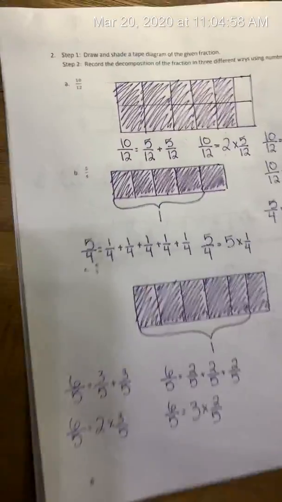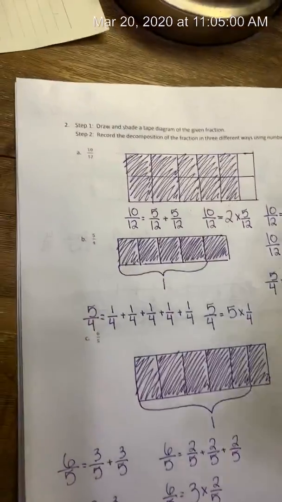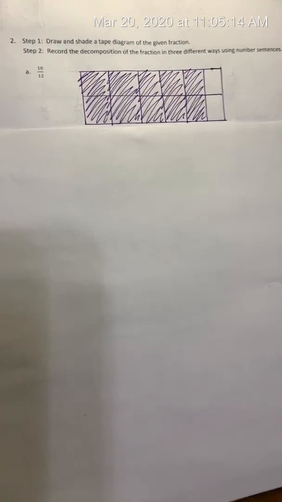All right, so number 1 says, draw and shade a tape diagram of the given fraction. And then step 2 says, record the decomposition of the fraction in 3 different ways using number sentences. So here is my tape diagram that I created for this fraction. It is 12 parts, and 10 of those 12 are shaded in.